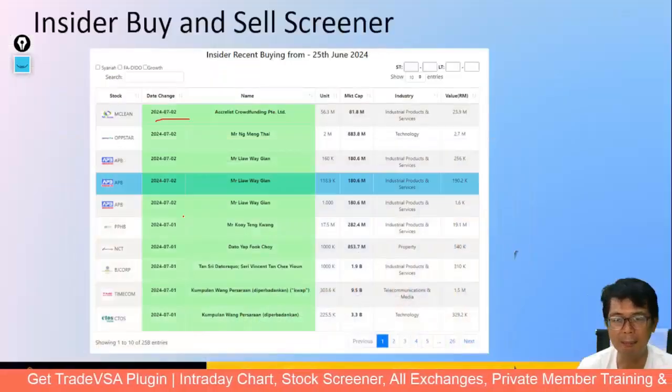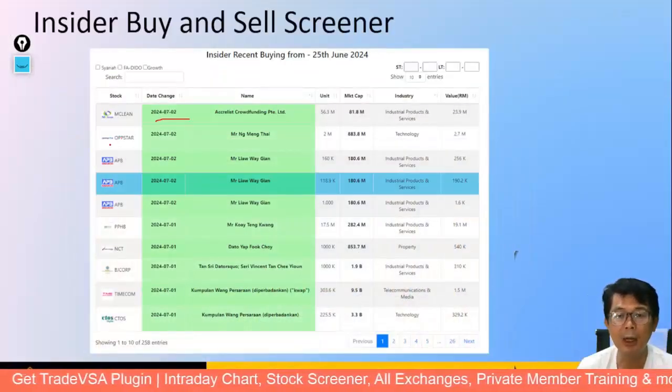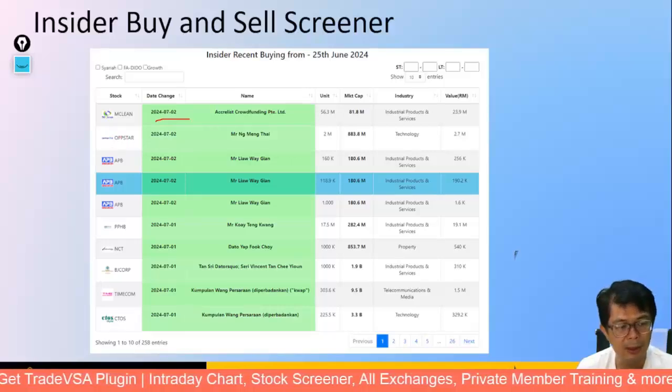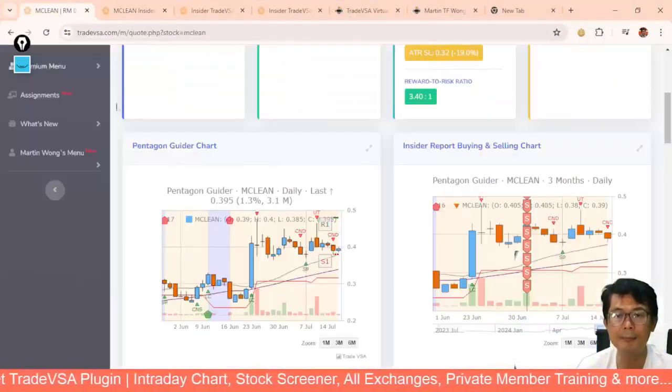Okay, going back to the example that we have here, let's look at Opstar. Okay, so the next one we can look at is Opstar.